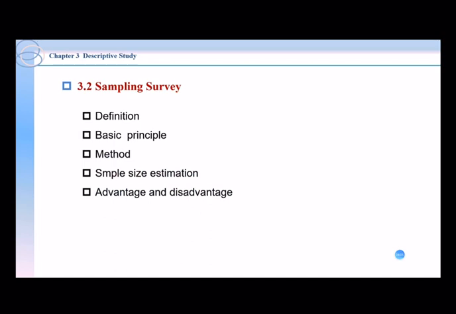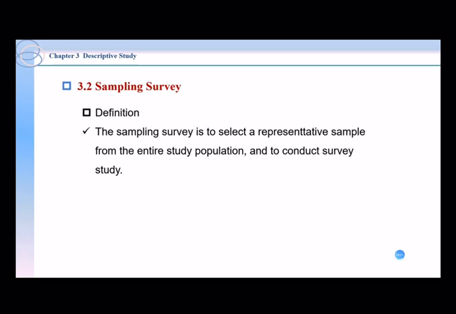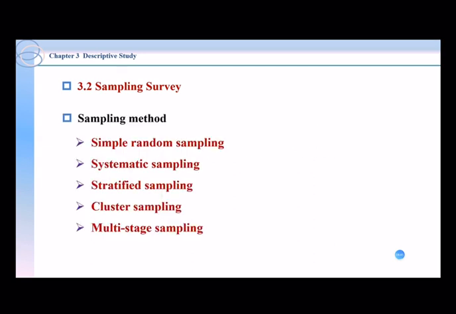Another common method used in cross-sectional study, as we have mentioned before, is called sampling survey. So what does sampling survey mean? The sampling survey is to select a representative sample from the entire study population and to conduct a survey. The basic principles in sampling survey are representativeness and large sample size. So in the sampling survey, we have to use a sampling method in order to select the study samples.